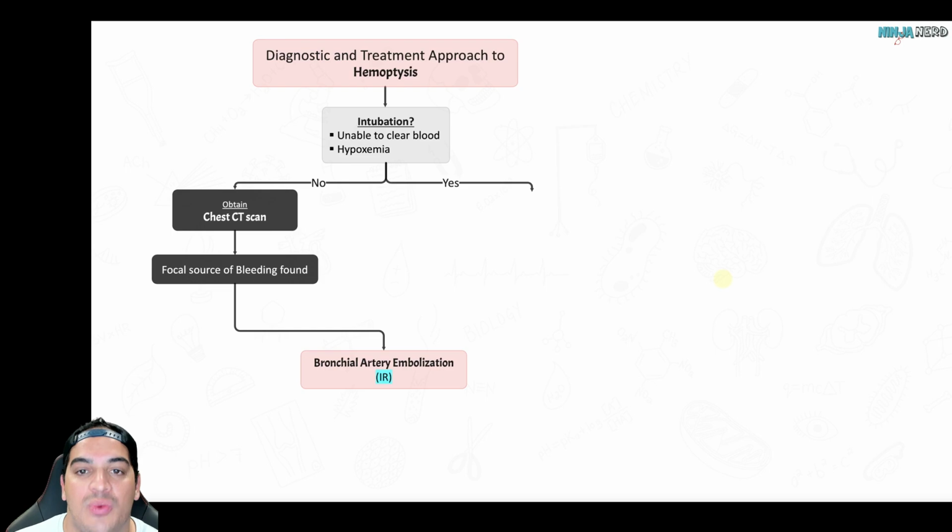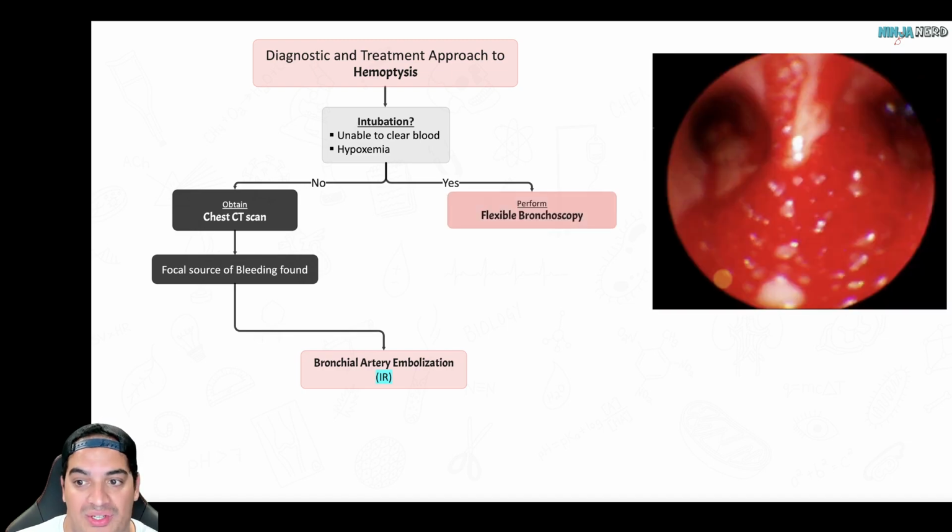If the patient does require intubation because they can't clear the blood, they can't cough it, they're experiencing hypoxemia, there's no way in heck I'm going to send this patient to the CT scanner to lay flat without intubating them. They'll aspirate, they'll experience a lot of VQ mismatch, they'll end up coding over there in the CT scan. So I'm going to intubate these patients, and then I'll use a bronchoscope to see if I can find where the bleeding is.